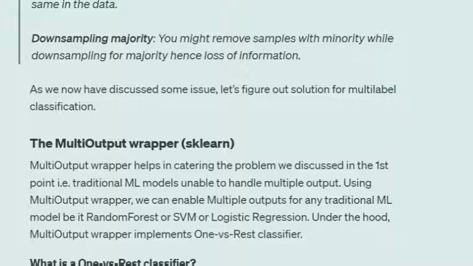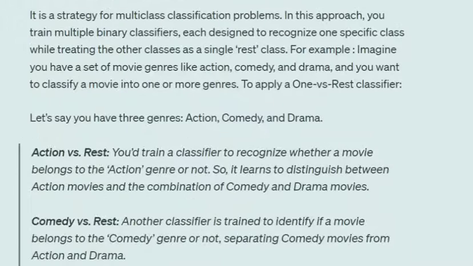So under the hood, talking about the logic, the multi-output wrapper implements one versus rest classification. So what is that? In the case of one versus rest classification, the idea is very simple. What we do is that instead of creating a single model for all the classes, we create one model for each class present. So for example, you look at this particular example.